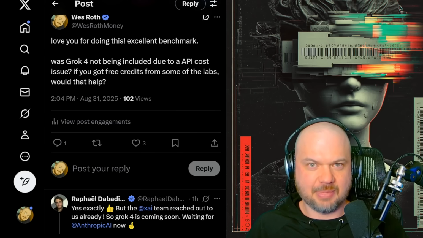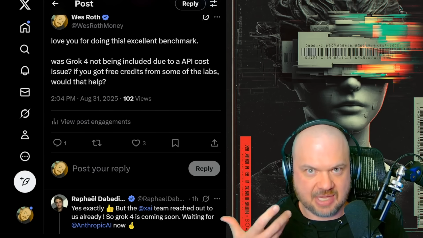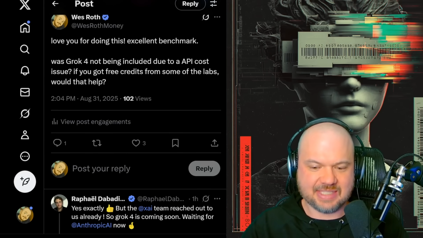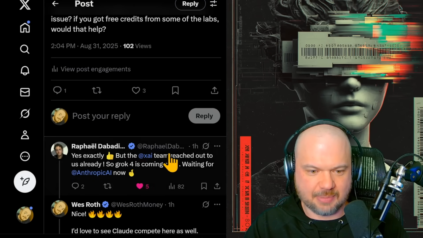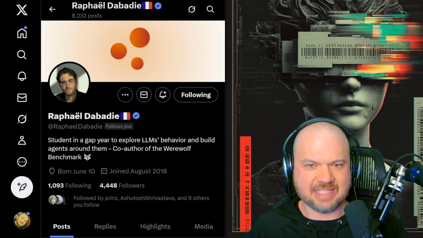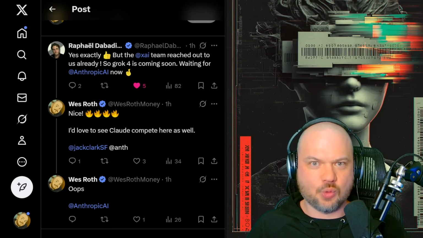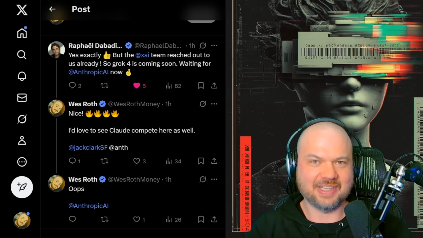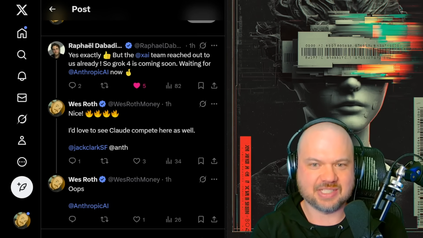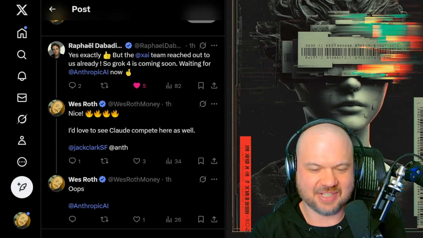So I asked the maker of this benchmark why Grok 4 wasn't included. It's because of the API cost, but the xAI team reached out already. So this is the person that made this benchmark, Rafael Dabadi, I hope I'm pronouncing it right. We're still waiting for Anthropic. Hopefully they'll be able to provide some free credits so this benchmark can run. I'm very excited to see that. I just want to see every single model on there.